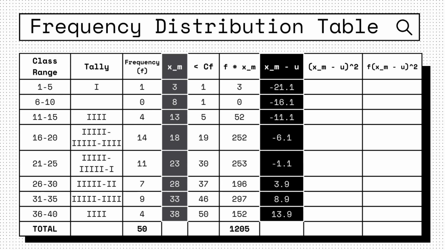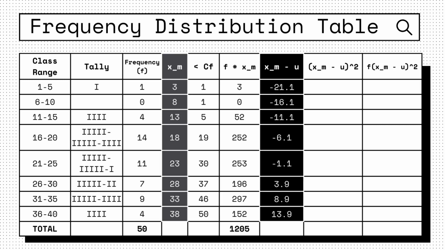And back to our frequency distribution table. To identify the seventh column, we will need to subtract our mean, which is 24.1, from each x sub m. So for the class range of 1 to 5, the midpoint, which is 3, minus the mean, which is 24.1 as said previously, is equal to negative 21.1.